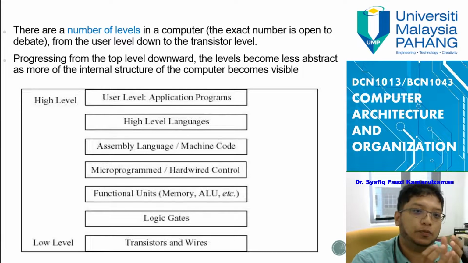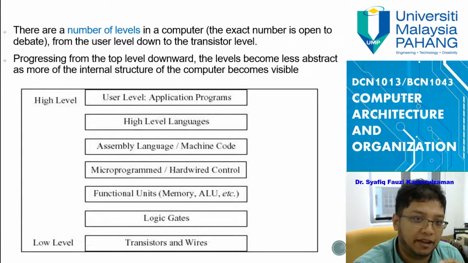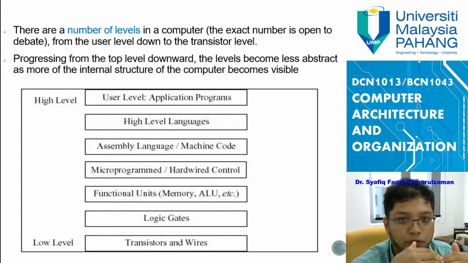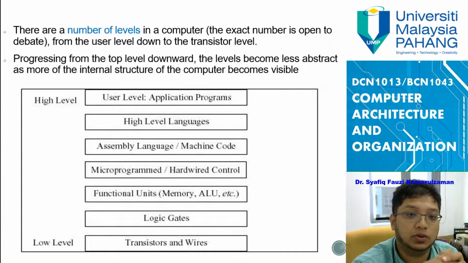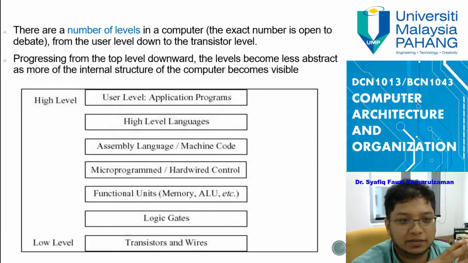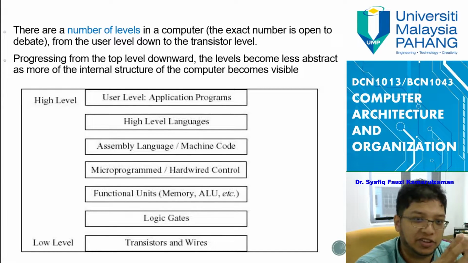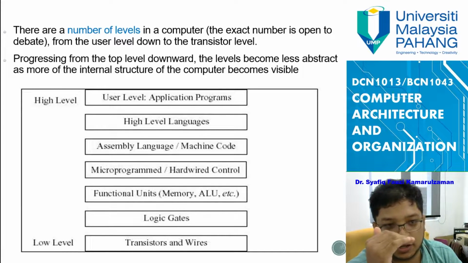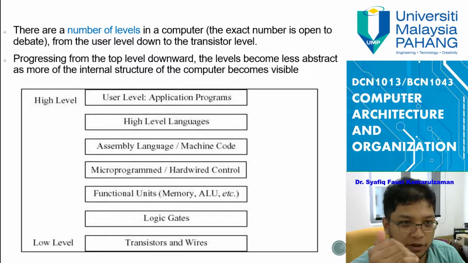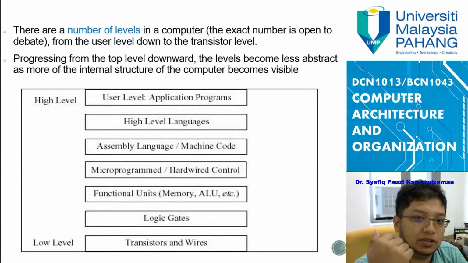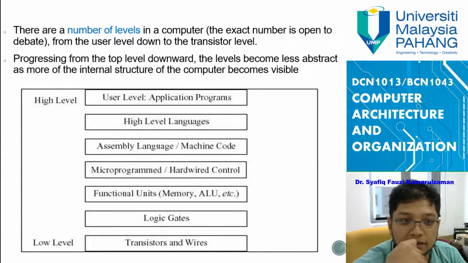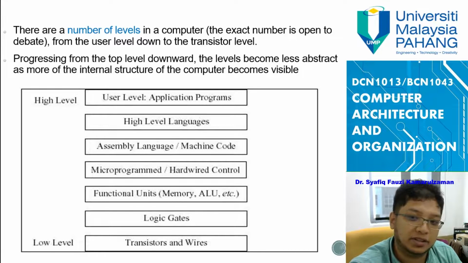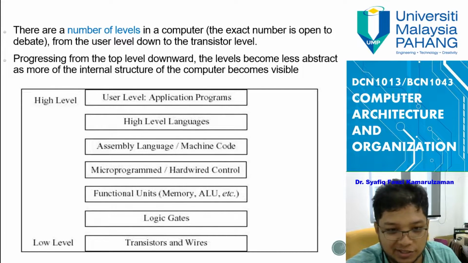Inside a computer, there are a number of levels that you can represent a computer in. The exact number basically depends on the philosophical issue. We have the top level and the bottom level, the highest level and the bottom level. The highest level is what you have under your user experience when you use a computer, and the lower level is where you have more towards internal structures.